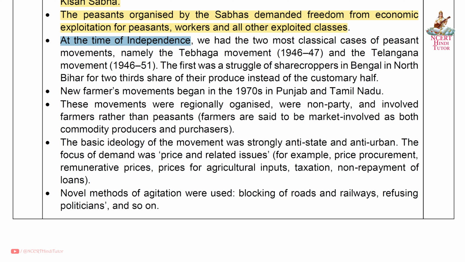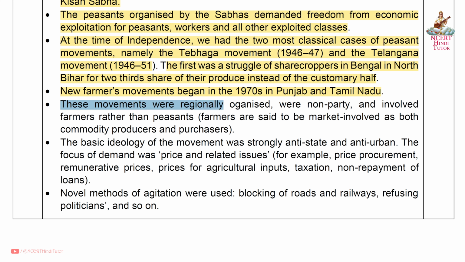At the time of independence, we had the two most classical cases of peasant movements, namely the Tebhaga movement 1946 to 47 and the Telangana movement 1946 to 51. The first was a struggle of sharecroppers in Bengal and North Bihar for two-thirds share of their produce instead of the customary half. New farmers' movements began in the 1970s in Punjab and Tamil Nadu.